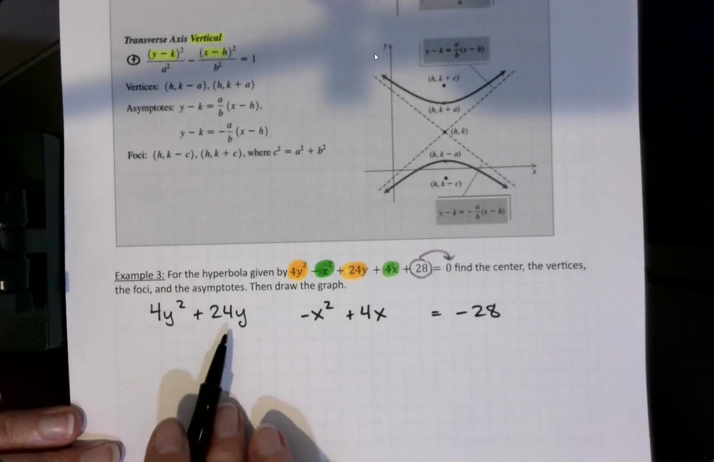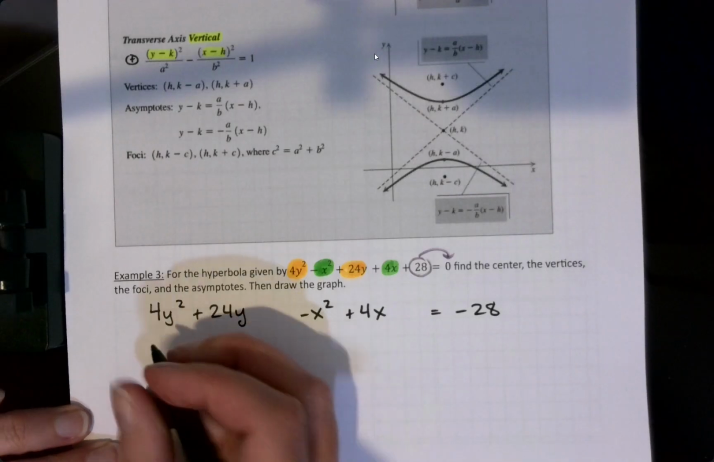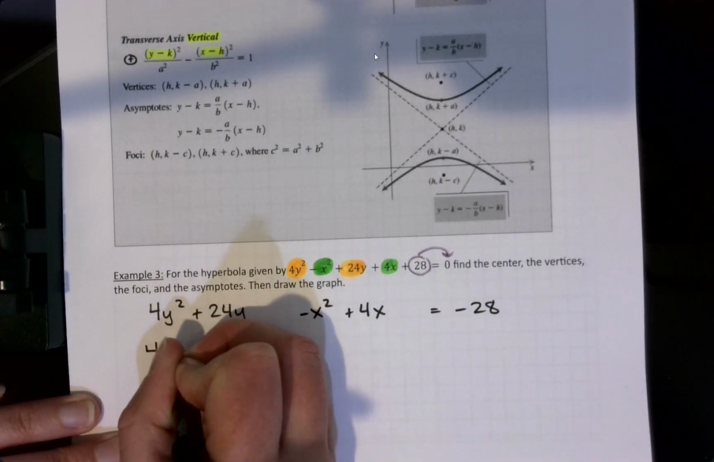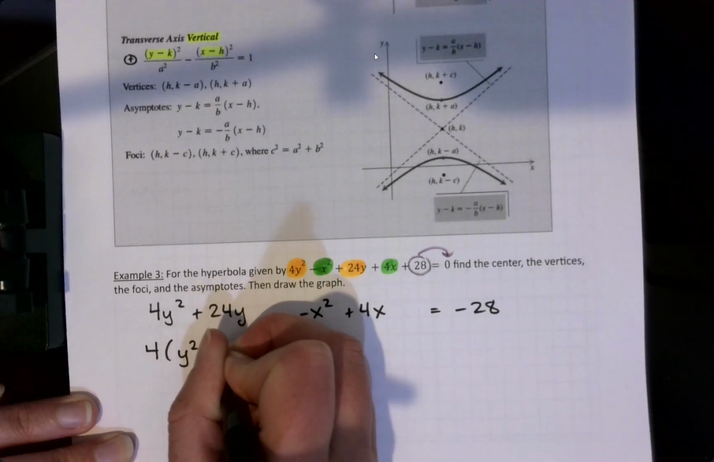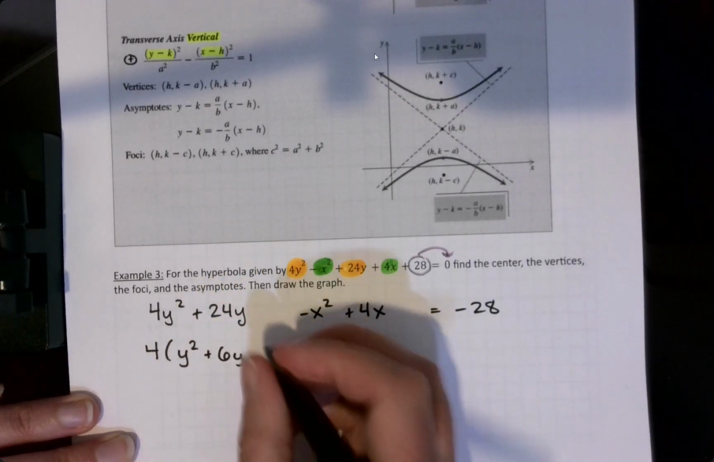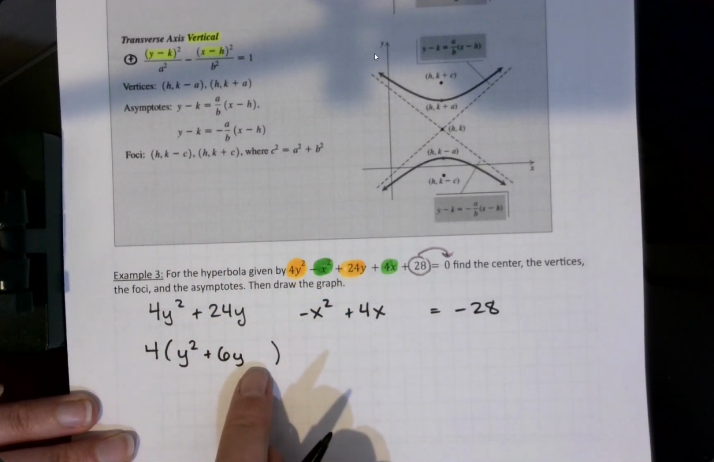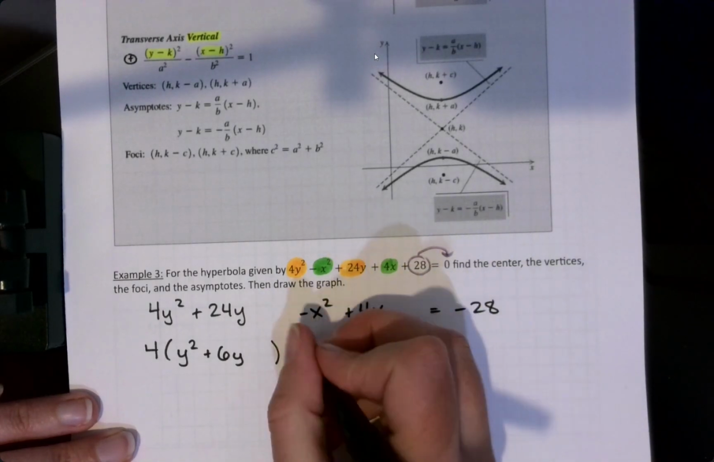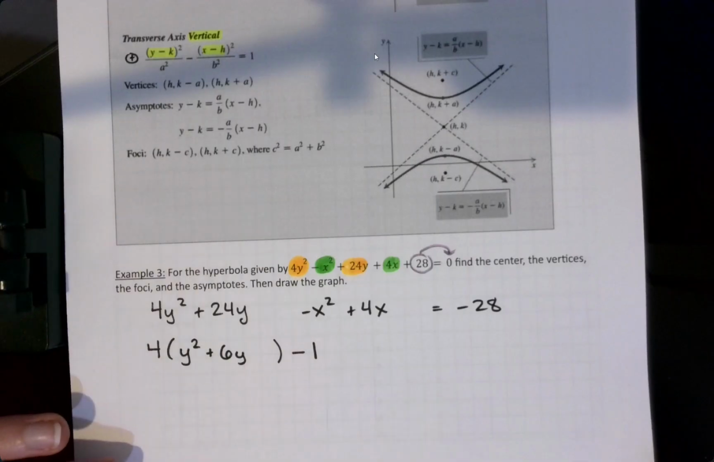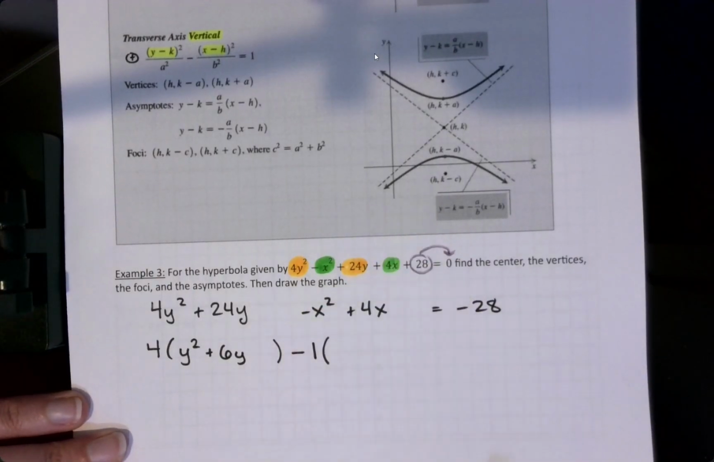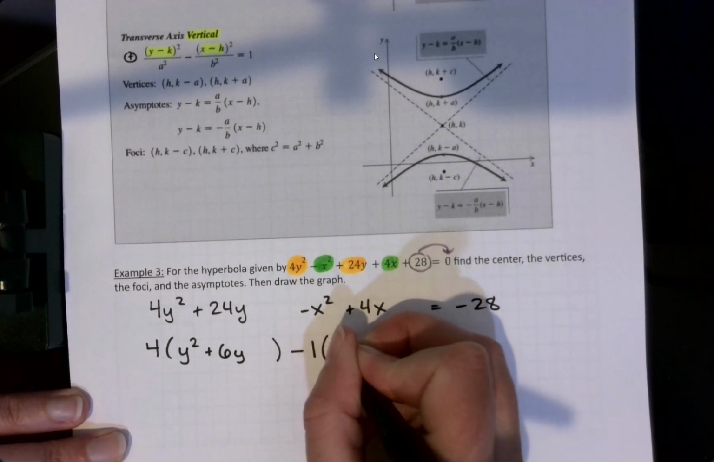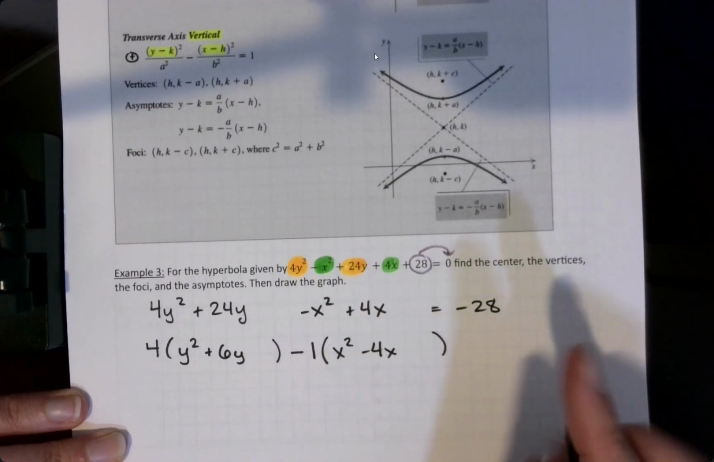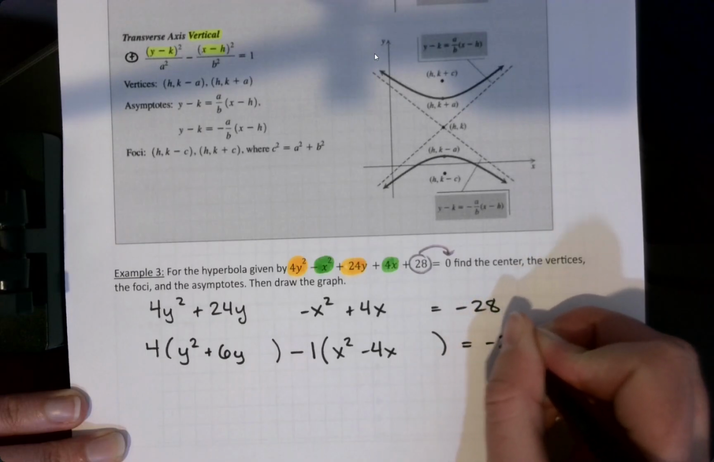We're going to complete the square. When we do that, we're going to have to factor first. So let's factor out the coefficient 4. That'll be 4 times y squared plus 6y. And then leave that gap inside your parentheses to fill in the square. On the x squared, I also need to factor out that negative 1. Any coefficient that's not positive 1 needs to be factored out. So it'll be negative 1 times x squared minus 4x. Leave that gap before closing the parentheses.